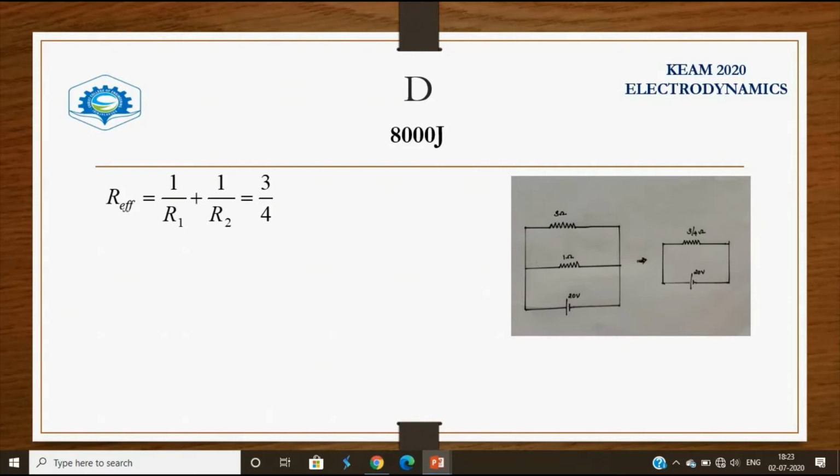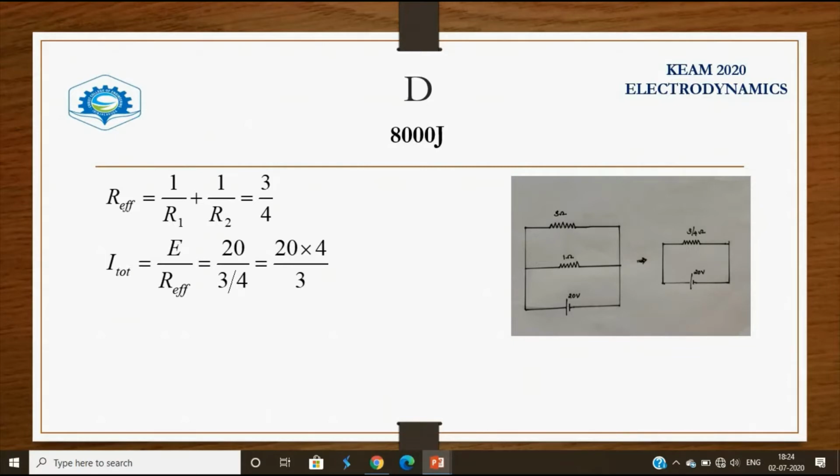Okay, that is the effective resistance. Now let's see the total current flowing through the circuit. It is the input supply, which is 20 volt, divided by the effective resistance, which is equal to 3 by 4. So we will be getting 20 into 4 divided by 3 ampere. Okay, the question is to calculate the heat developed by R1.